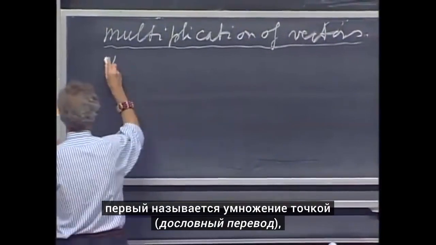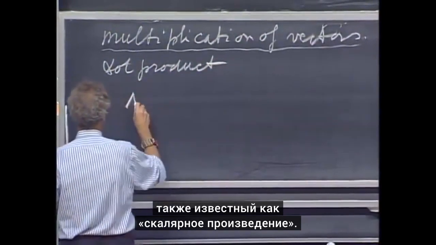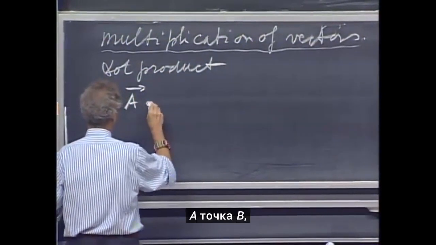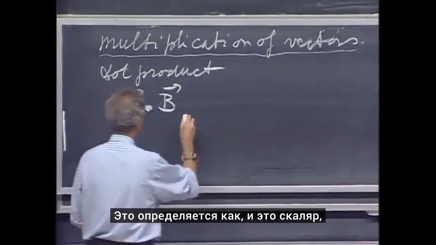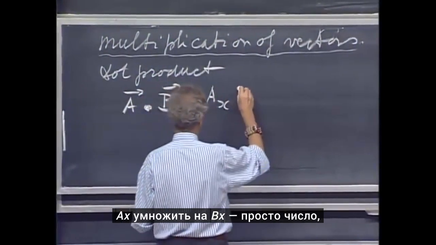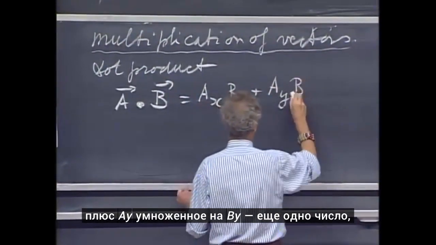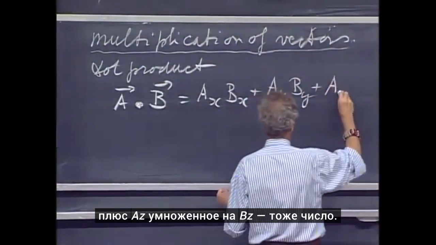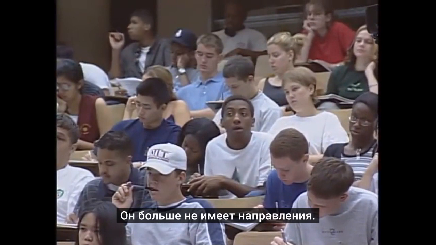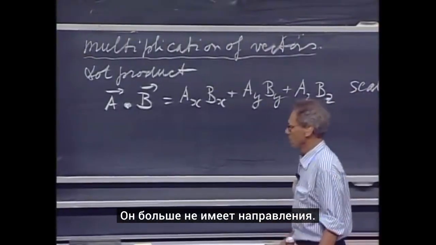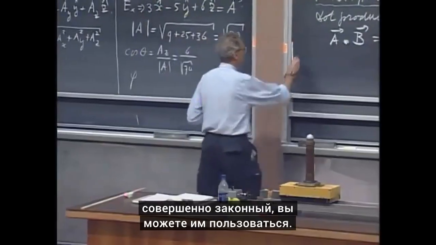And one is called the dot product, often also called the scalar product. A dot B, a fat dot. And that's defined as it is a scalar, A of x times B of x, just a number, plus A of y times B of y, that's another number, plus A of z times B of z, that's another number. It is a scalar. It has no longer a direction. That is the dot product. So that's method number one. That's completely legitimate, and you can always use that.